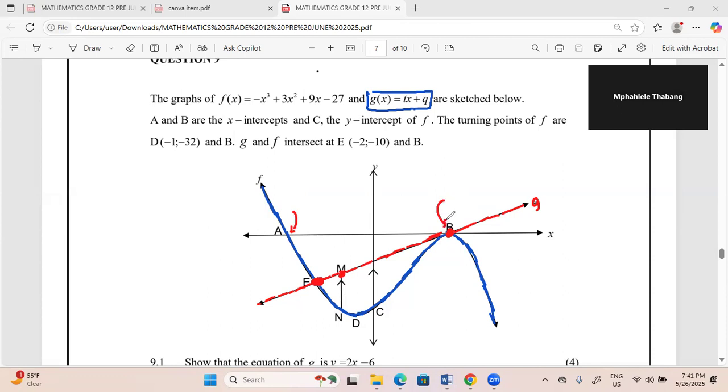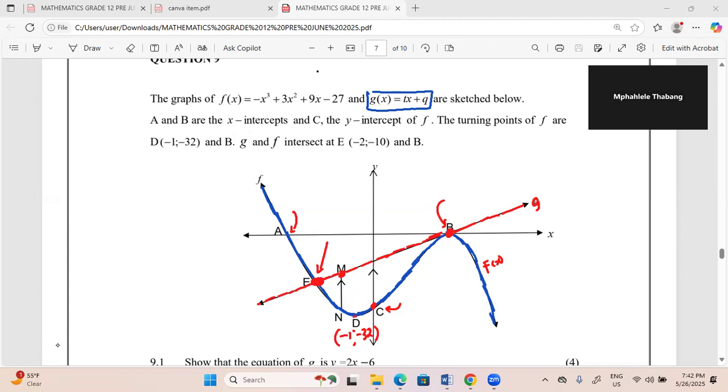Yes, A and B, these are the x-intercepts of a function f, a cubic function, because the cubic graph cuts the x-axis at B and also at A. Okay, C is the y-intercept of f because f cuts the y-axis at C. The turning points of f are D, which is -1 and -32. So they gave us the turning points of f. So D is -1 and -32. And B is also a turning point, but they did not give me the coordinates of B, the turning point of f. G and f intersect at E. Okay, E here is the point of intersection, which is -2 and -10.